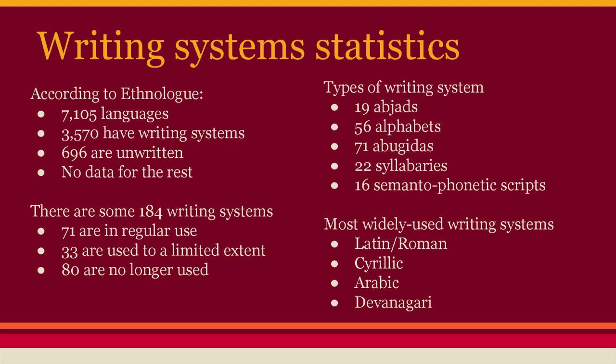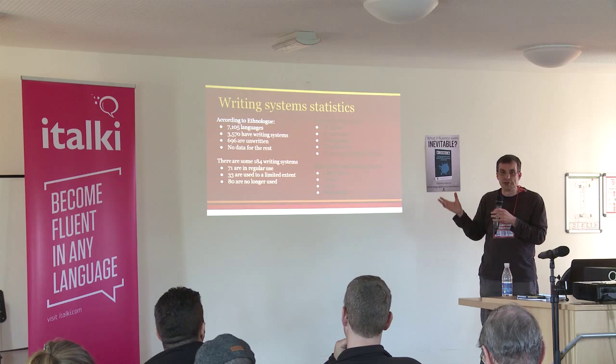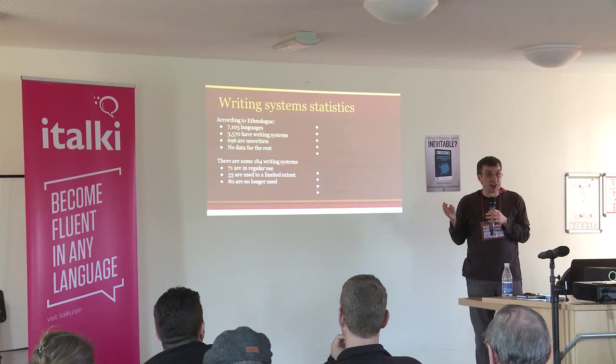There are currently about 70 or 71 alphabets in regular use, 33 used to some extent, but not in everyday use, and at least 80 extinct ones. This is how many there are in Polyglot at the moment. There may be others, as you said, there's one in Japan.